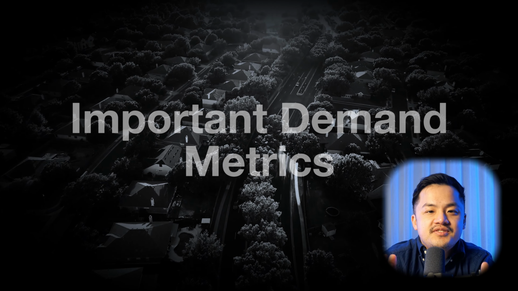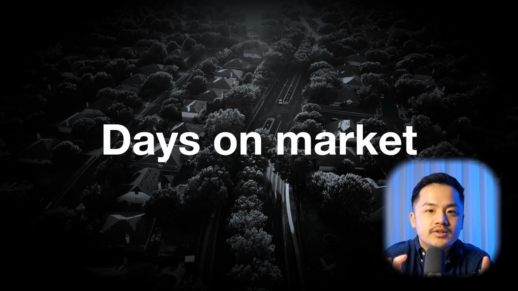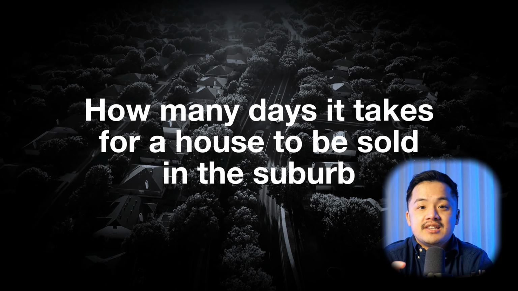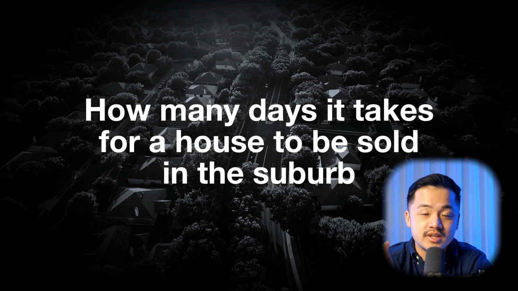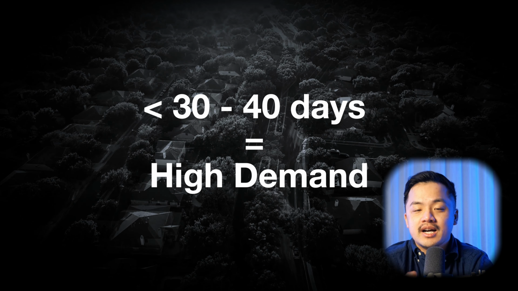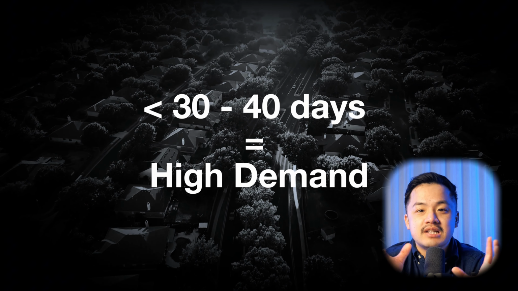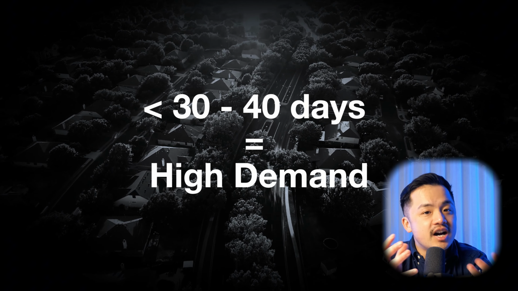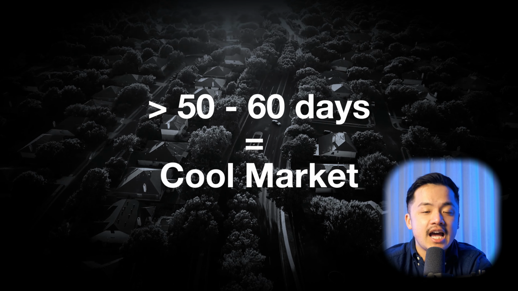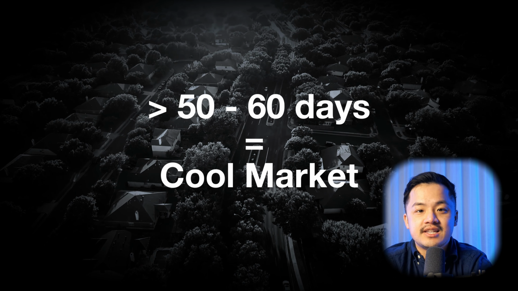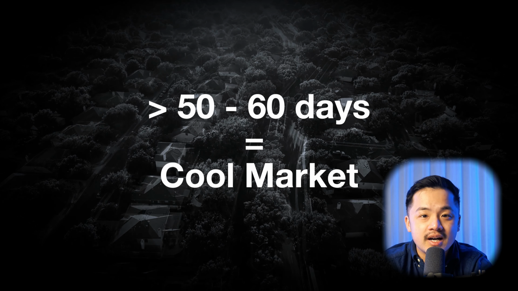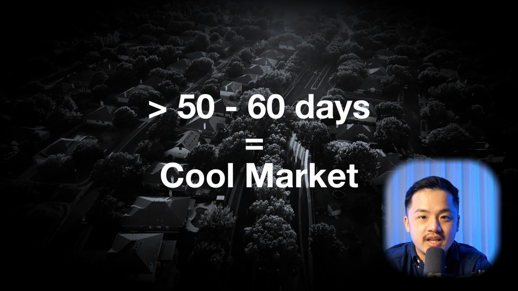So let's go through the demand metrics. The first one is days on market. If you don't know what days on market means, it's pretty much how many days it takes for a house to be sold in the market. If the days on market is less than 30 or less than 40, that means it's very high demand in that area. And vice versa, if it's taking 50 or 60 days for the house to sell, that means it's a very cool market. There aren't many buyers looking to buy.